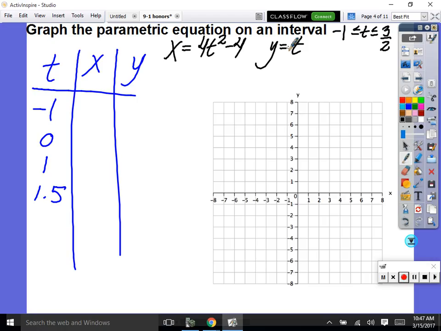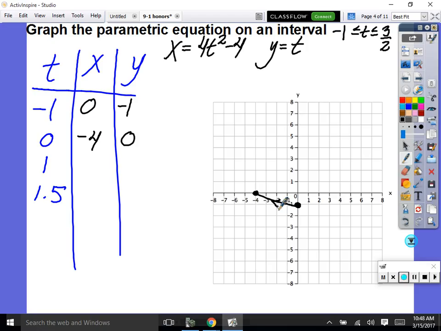So we would plug in -1 right here. So -1 squared is 1. 4 minus 4 is 0. Correct, everybody? And then if we plug in -1 here, we get -1. So over 0, down 1. There's our first point on our graph. Once again, we're just plotting our xy points. Plug in 0, we get -4. Plug in 0, we get 0. So -4, 0.